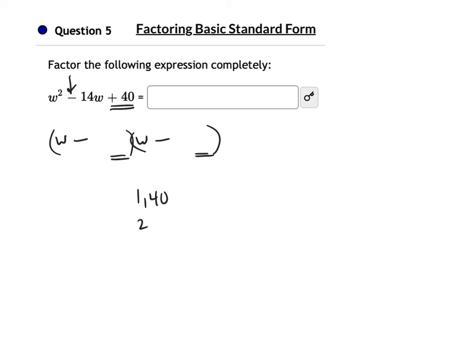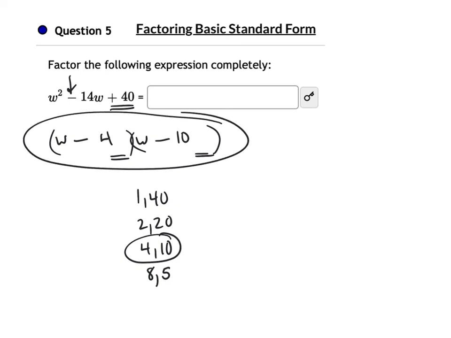1 and 40, 2 and 20, 4 and 10. Also 8 and 5, but notice that it's 4 and 10. The signs are the same, so you can place them in either order, and there's your answer.